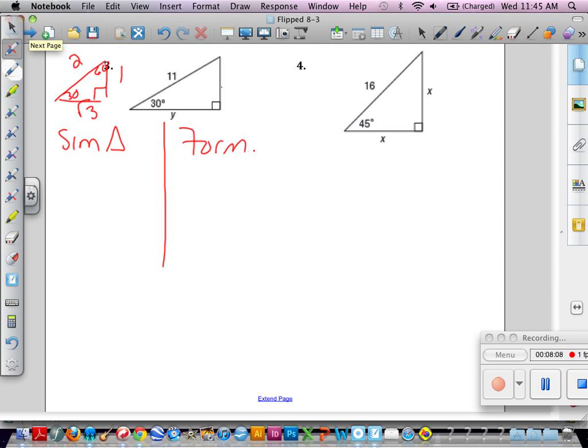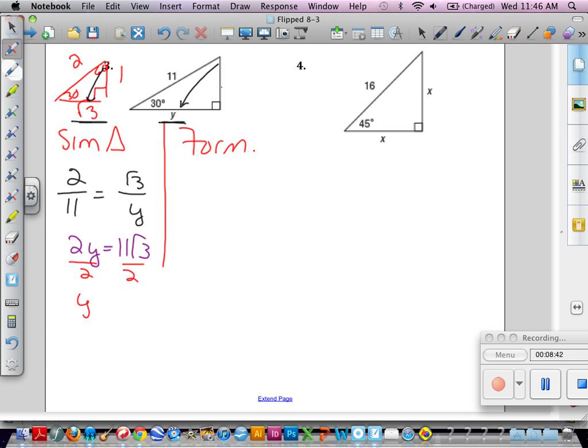The 2 and 11 are the hypotenuses, so 2 and 11 are going to go together. And then my root 3 and my y are going to go together. That's the long leg. That's the long leg. So I'm going to have my root 3 and my y. Now I'm going to go ahead and cross multiply. I'm going to get 2y equals 11 times root 3. I'm going to divide by 2. Y is 11 root 3 over 2.